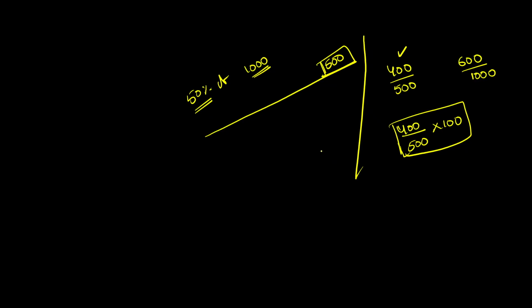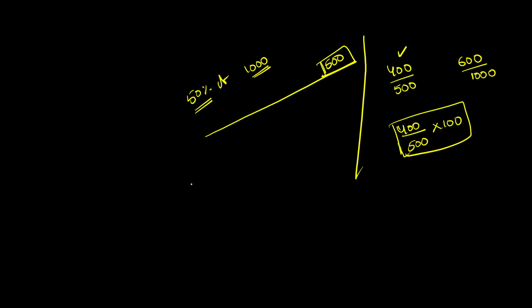So when you're given a fraction, multiplied by 100 gives you its percentage value. Hope this is clear, everyone. 400 by 500 multiplied by 100 gives you its percentage value.